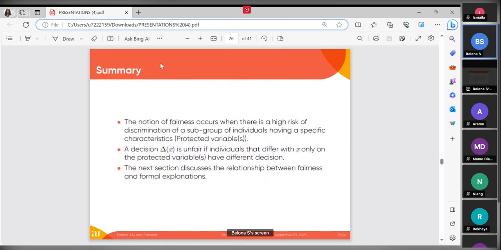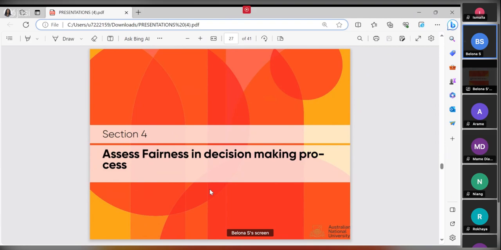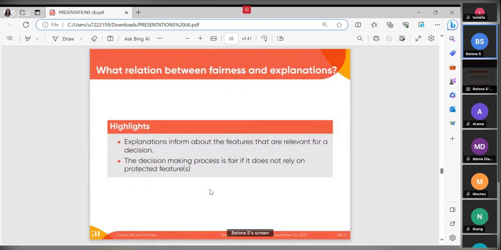Okay, so far, what you can keep in mind is that the notion of fairness occurs when there is a high risk of discrimination of people, of subgroups of people in the data set. Secondly, we should keep in mind that a decision is unfair if individuals that differ only on the protected variable have different outcomes. And now in the next section, we will discuss how we can use formal explanation to assess fairness or unfairness in machine learning models, which is actually the crux of this presentation. So first of all, we know that explanations inform about the features that are relevant for a decision. And then we also know that a decision making process is fair if it does not rely on protected variables. So this is clear. Okay.